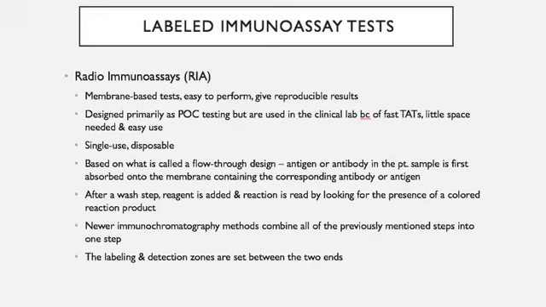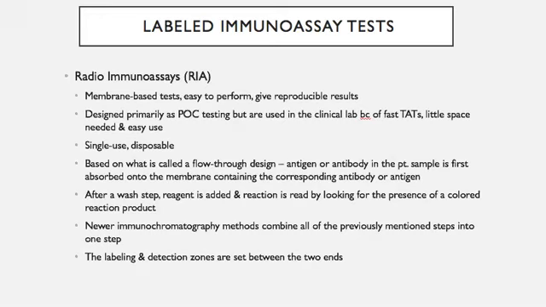Newer immunochromatography methods combine all of the previously mentioned steps into one step. So you've got an analyte that's applied at one end of the strip and it migrates toward the end of the test where there is an absorbent pad to maintain the constant capillary flow rate. The labeling and detection zones are set between the two ends, so the end where you put the patient sample and then the end that it migrates to.